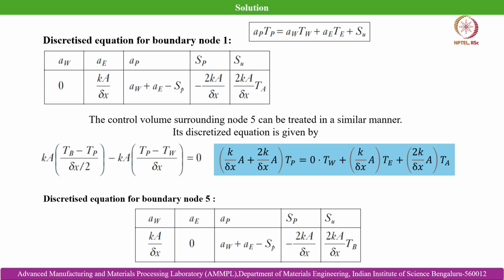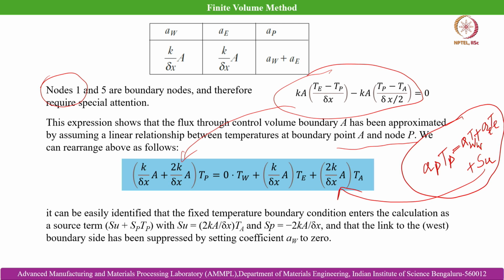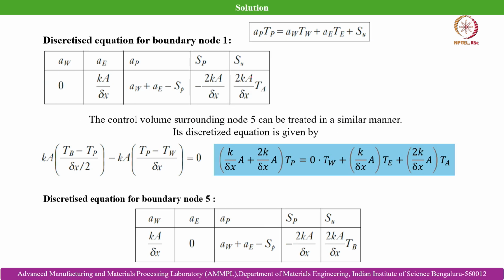So, for node 1, AW is equal to 0, AE is equal to KA by delta x, and AP is equal to AW plus AE minus SP. So, here we have learned how we calculate the value of SU from seeing this equation, and so here we also put the value of SU.